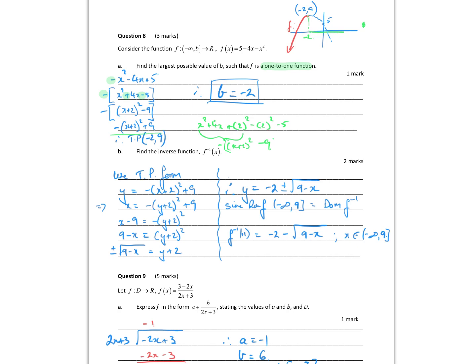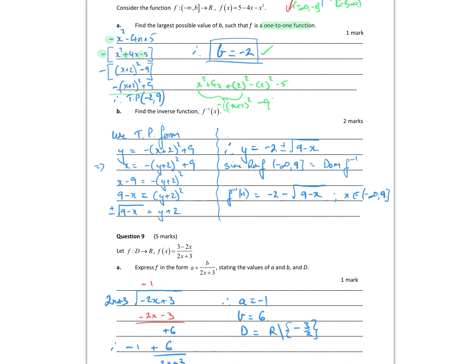So we either go to the right, −2 to infinity, or we come from the left, −infinity to −2. All right. And since we need to do −infinity to b, we're going to go −infinity to −2. Find the inverse function. All right.